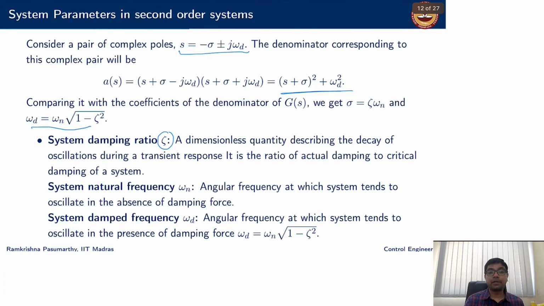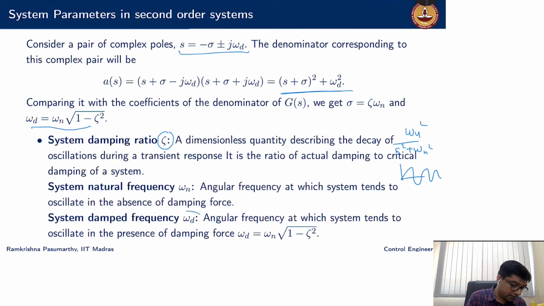The system damping ratio is a dimensionless quantity describing the decay of oscillations during a transient. It is the ratio of the actual damping to the critical damping. We'll define these terms slowly. Natural frequency is what we saw. When zeta goes to 0, my transfer function will just be of the form omega n square over s square plus omega n square. This will just be a sine curve with a frequency of omega n.